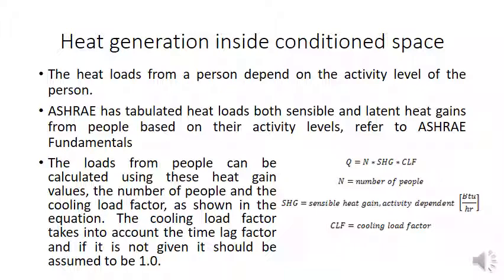Now this load from the people can be calculated using heat gain values, where the number of people and the cooling load factor can be used. The cooling load factor is the time lag factor if it is given, otherwise it will be considered as 1. So Q is equal to N into SHG into CLF, where N is the number of people, SHG is the sensible heat gain, and CLF is the cooling load factor. Generally CLF is 1, so you need to multiply the number of persons by the sensible heat gain.